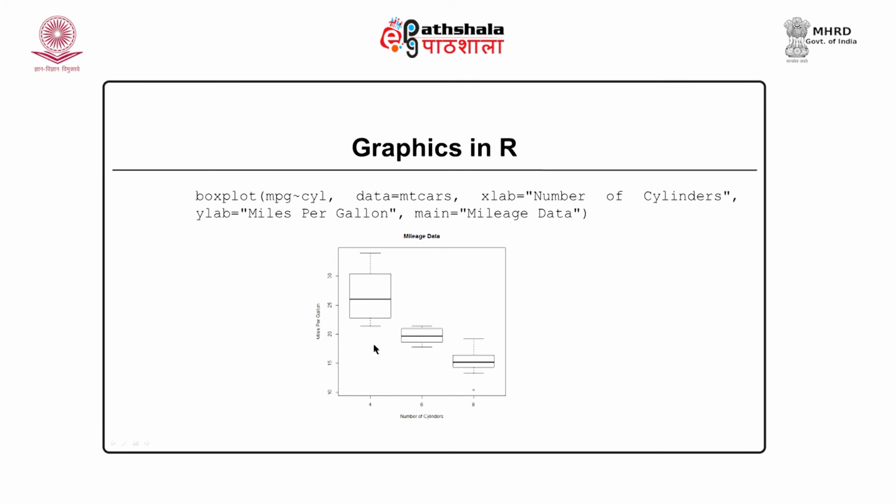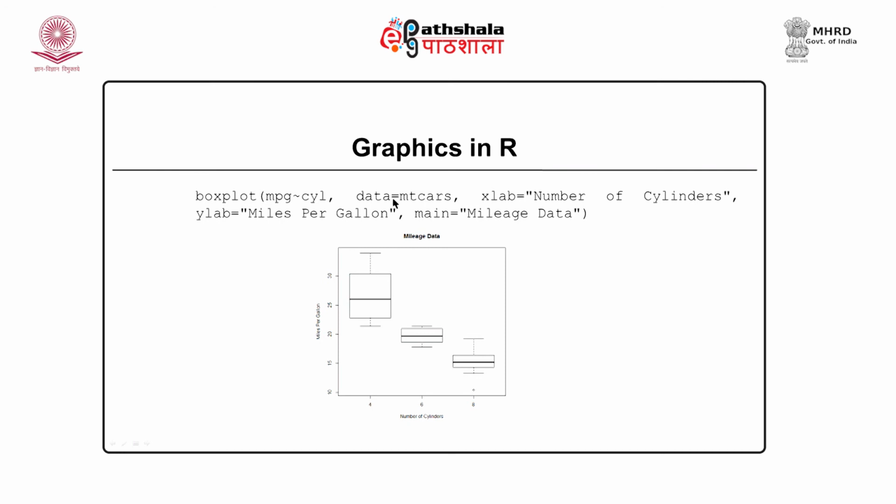Now, when we consider a single box, this line contains the minimum value, this line contains the maximum value. The box has the first quartile and this is the third quartile, and the dark line in between is the median. So, this is a box plot from a data set which is about cars. Cars I have already discussed. There is a data set mtcars which is already present in the R environment.